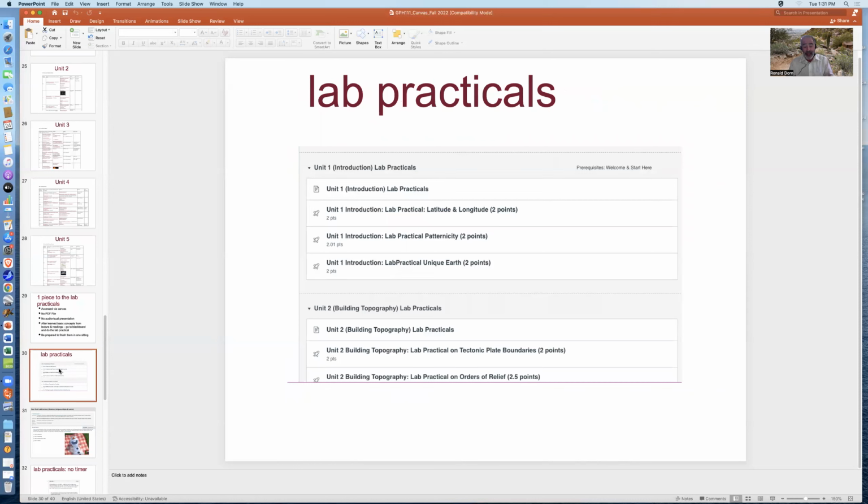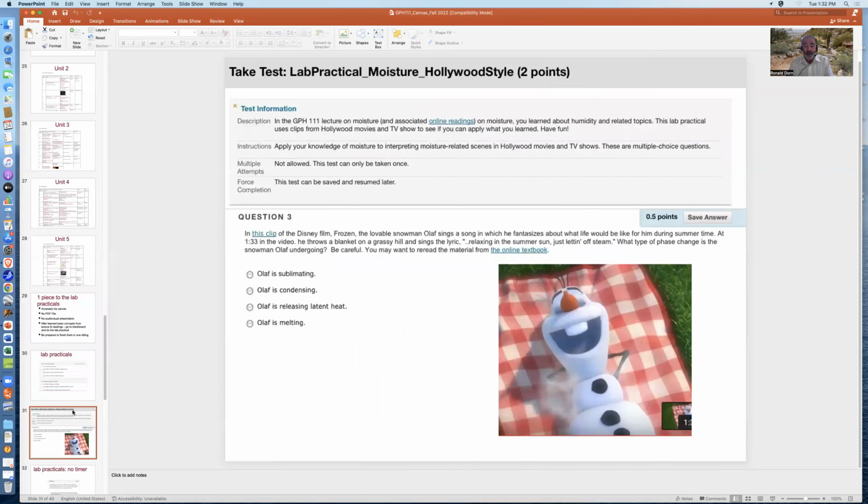There are lots and lots of lab practicals. You don't have to do them all. Pick and choose the ones that are interesting. If you read it and you're confused, stop, jump to another one, or ask me for help. Some of them are funky. I like to use video clips a lot and have you interpret science questions on them. For example, Olaf singing about loving the summer, you can kind of see that he's not melting, but he's actually going directly from ice to water vapor, and that's called sublimation.